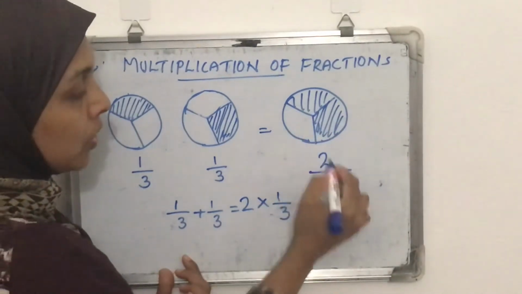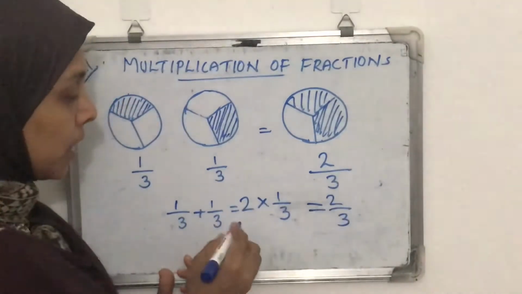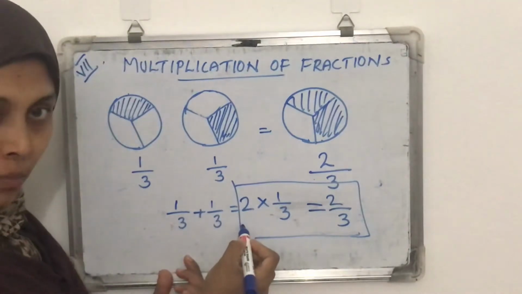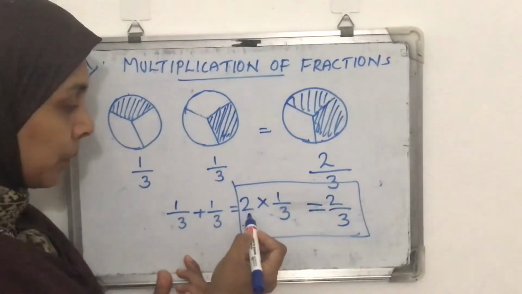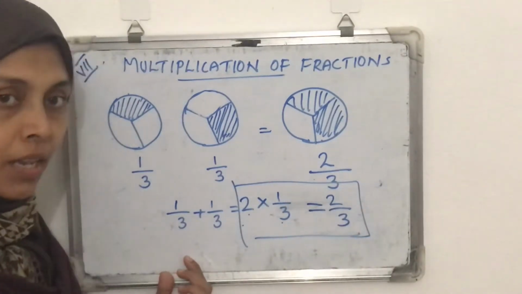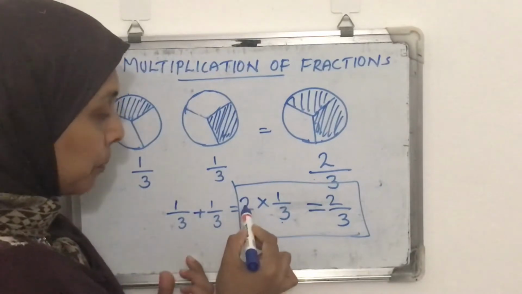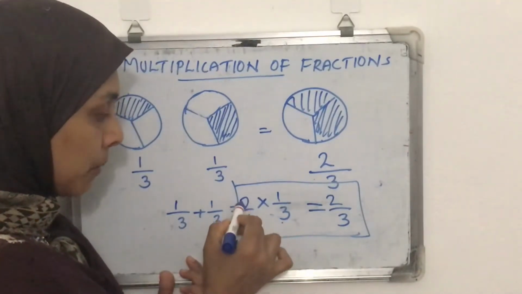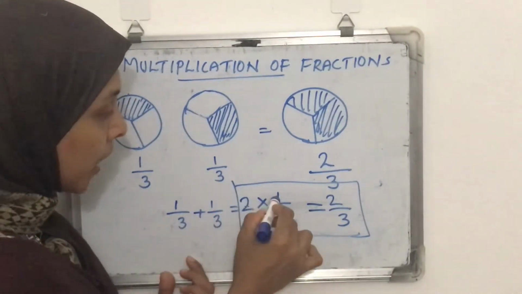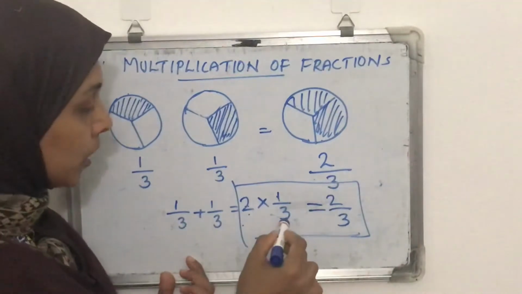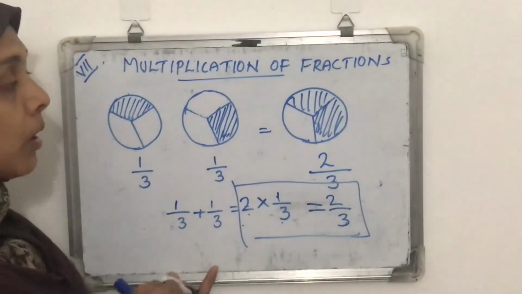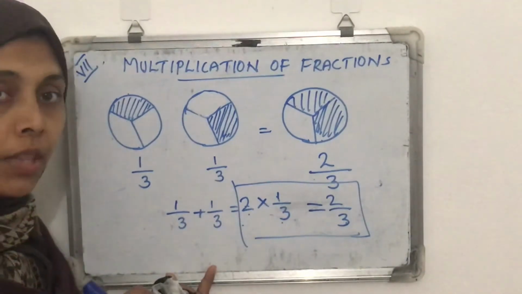So what is the answer we got here? 2 by 3. Here, look at this. Here we multiply a whole number with one fraction. So how did we get the answer as 2 by 3? The rule is: multiply the whole number with the numerator of the fraction. So 2 into 1, we will get 2. The denominator will be the same. That way we can find the multiplication of a whole number with any fraction.